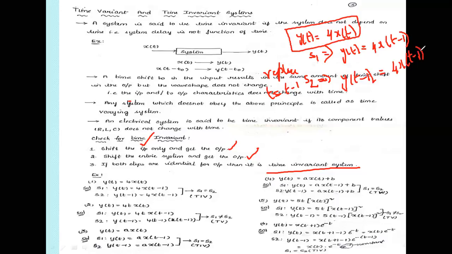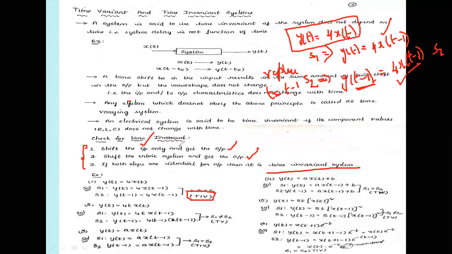Now, can you observe the two equations? The y of t is equal to, even if the input is delayed, the output is also delayed, means time invariant system. Both are equal. Okay, so remember this procedure to find the time invariant.